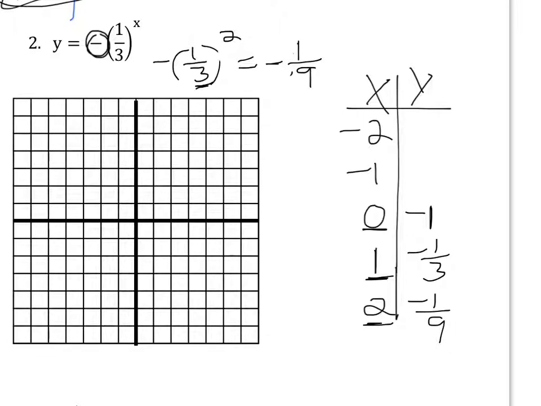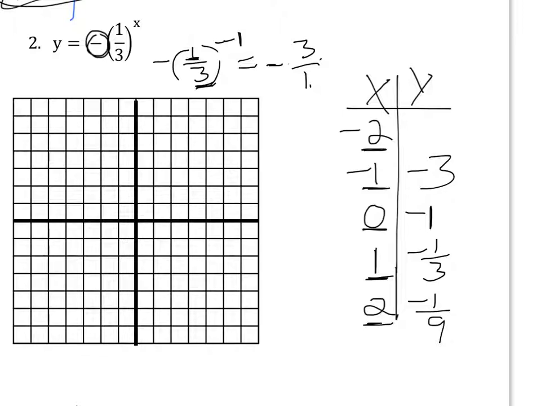Okay, and then if I go the other way, you can see this is where it levels off. If I put in -1 for x, so if I raise it to -1, I leave the negative there, but then I flip the 3 and the 1, so it becomes 3/1, which is just -3.